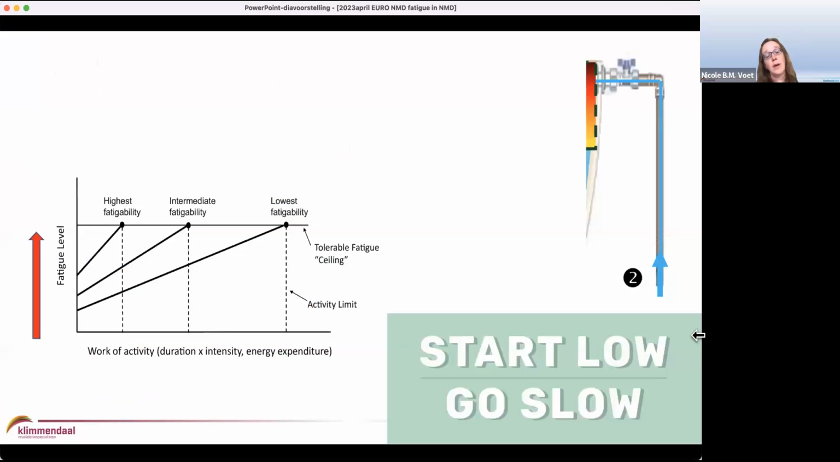And think about, when starting exercise, start low and go slow. Better to start at 30% than at 50% and increase very slowly. Not filling up the water tank too quickly.